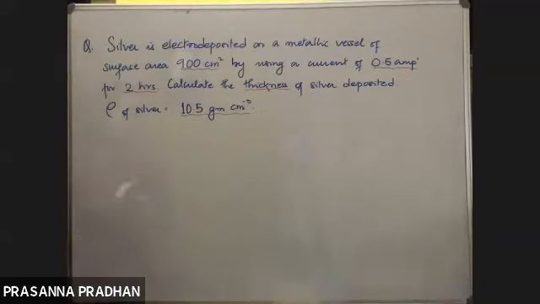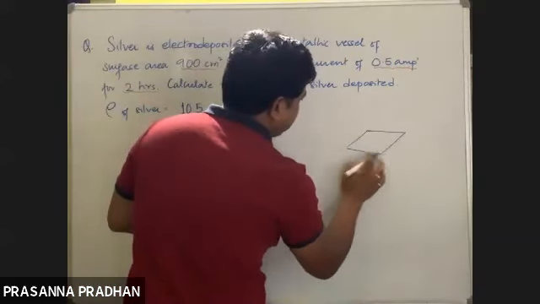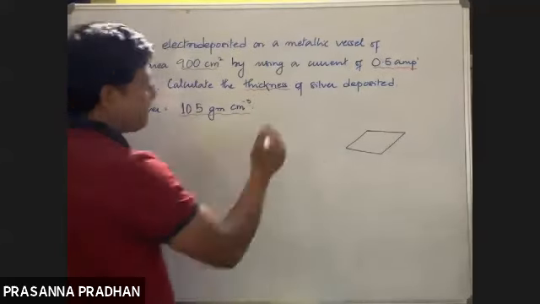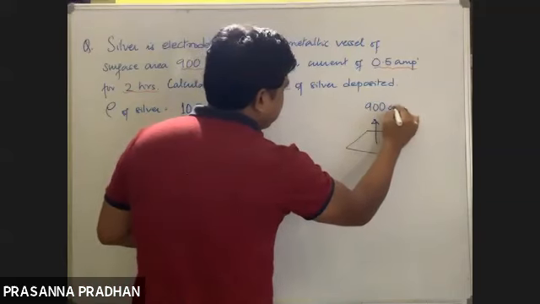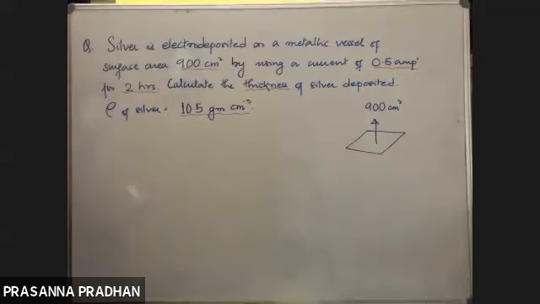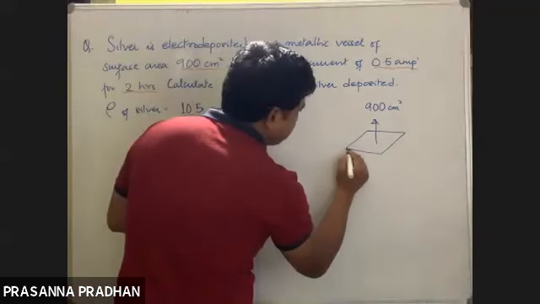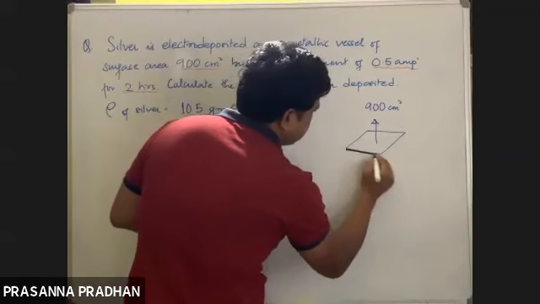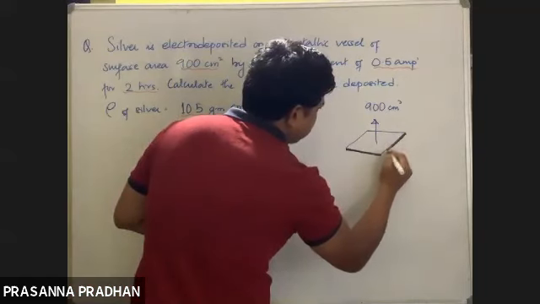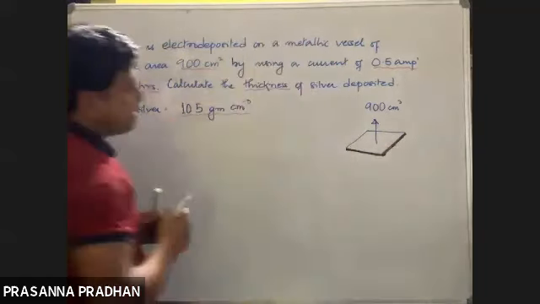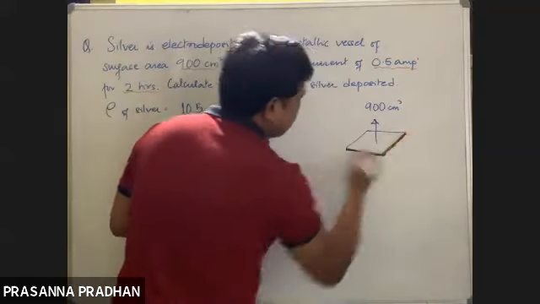Okay. So we have a vessel like this. And what is the surface area of this vessel? It's 900 centimeter square. So silver is electro deposited out here, right? Silver is electro deposited means silver is deposited out here, on this vessel. So what are you supposed to calculate now? You are supposed to calculate the thickness out here, right?